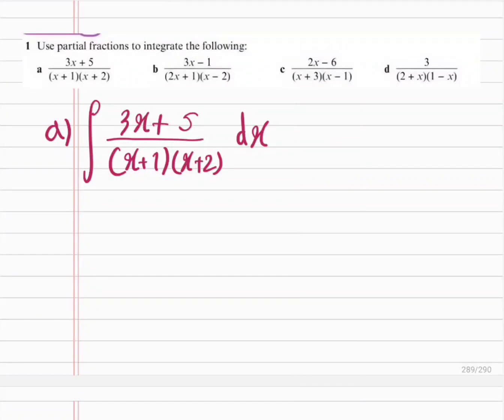Hi everyone, this video is on exercise 11G, question 1 part A. So we want to use partial fractions to integrate this fraction.